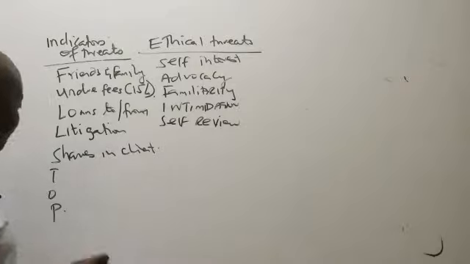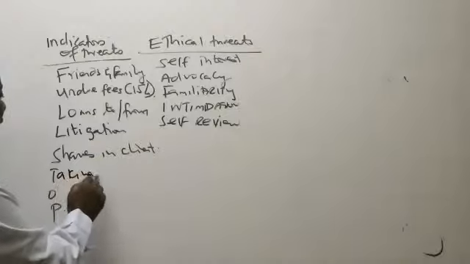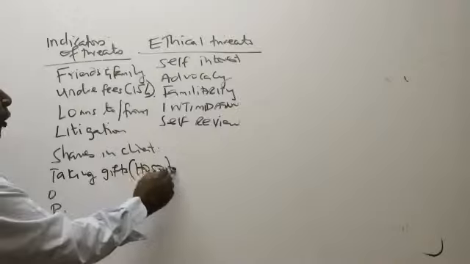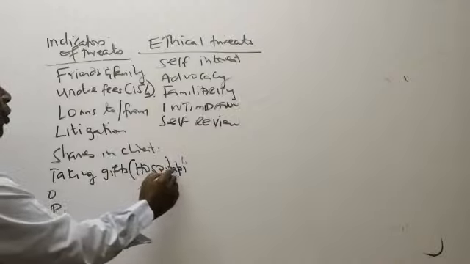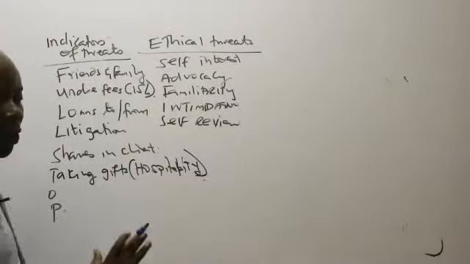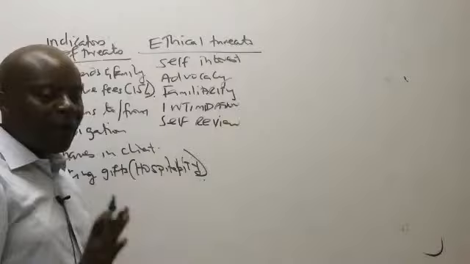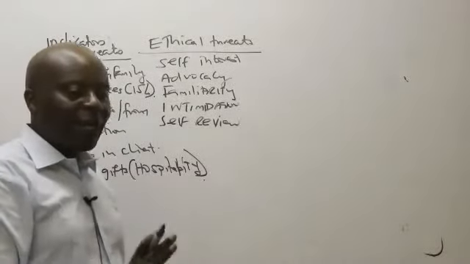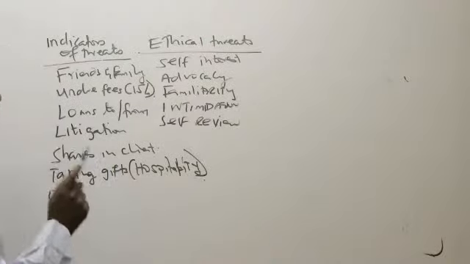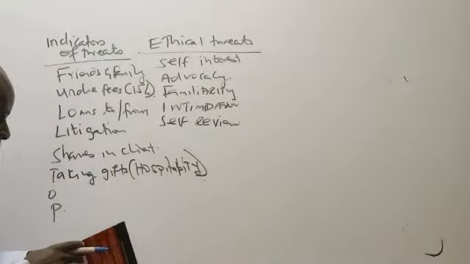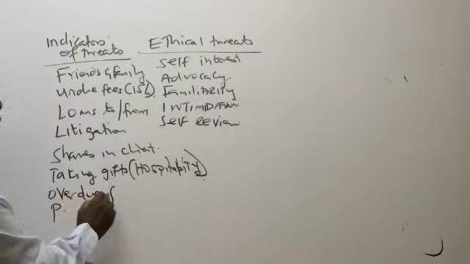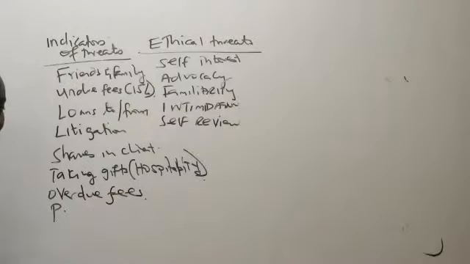We have here taking gifts. So basically we are talking about undue hospitality. You go to audit, and some are given dry tea, you are served sausage, you are served eggs. There you know it is undue hospitality, which is really an indication of what here? Threat. An indication of threat. And then we have overdue what here? We have what we call overdue fees.